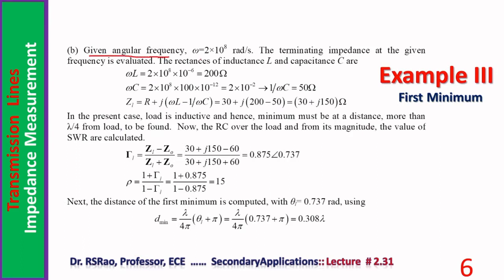B, the given angular frequency omega is 2 into 10 power 8. Omega L is 200 ohms. 1 by omega C is 50 ohms. Therefore, ZL is 30 plus j 150 ohms.